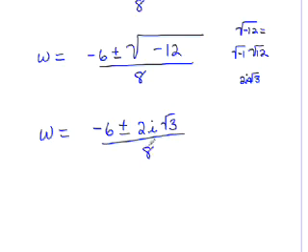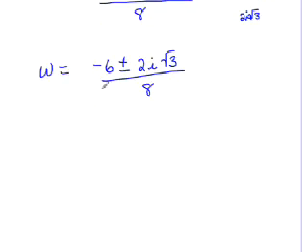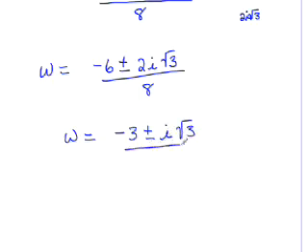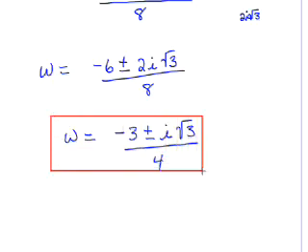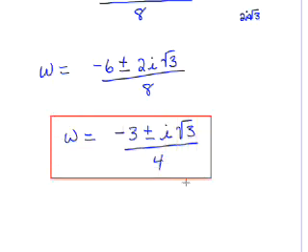That's all over 8. And our final step, we can divide out a common factor of 2 out of all the terms. So we have negative 3 plus or minus i root 3 all over 4. So our final answer with this problem, w will equal negative 3 plus or minus i root 3 all over 4.